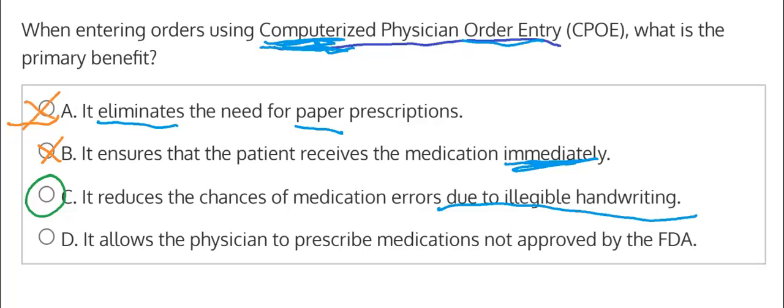But let's take a look at option D as well. Option D states it allows the physician to prescribe medications not approved by the FDA. And that's just the fact that's not accurate. They're just providing orders through a computerized system. It has nothing to do with whether it's approved by the FDA or not. So we could eliminate option D. So that leaves us with option C as our choice. It reduces the chances of medication errors due to illegible handwriting.